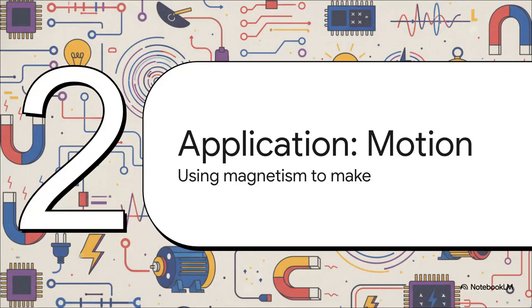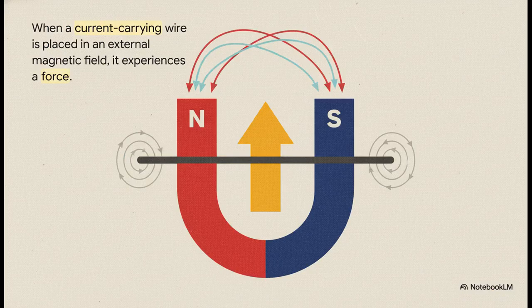So we've figured out how to create a magnet that we can control with electricity. So what, right? Well, this is where it gets really cool. This brings us to our first huge application, using this magnetic force to actually make things move. Here's the big idea. Our wire with current flowing through it is now its own little magnet. So what happens when you bring one magnet close to another, bigger magnet? Well, they either push or pull on each other, right? It's the exact same thing here. The wire feels a force, and it wants to move.